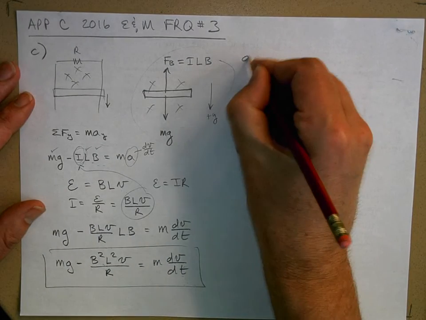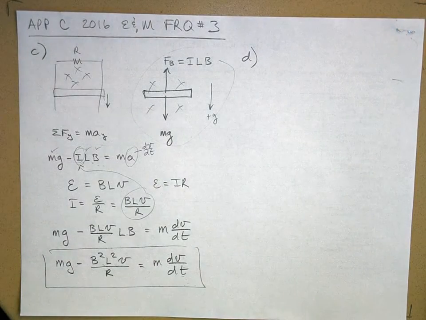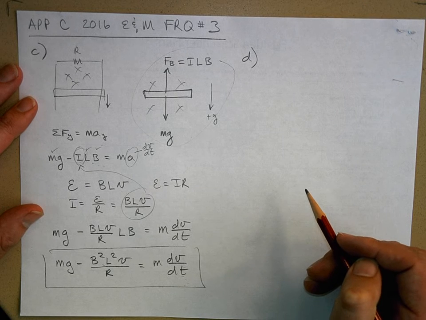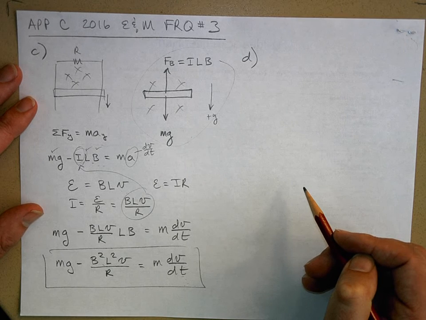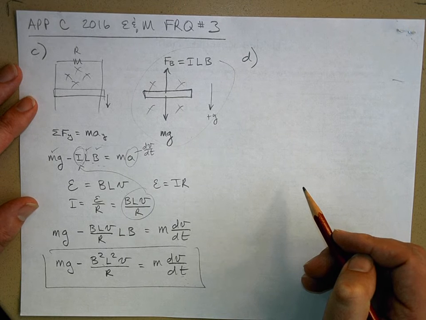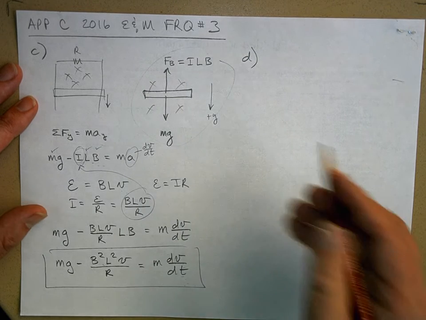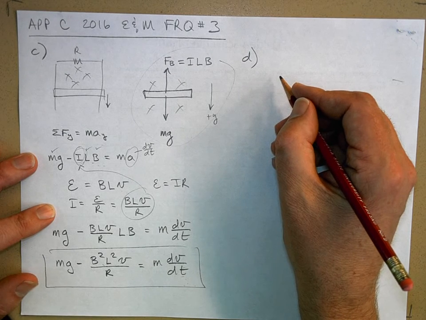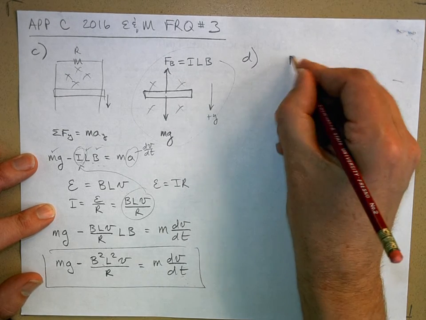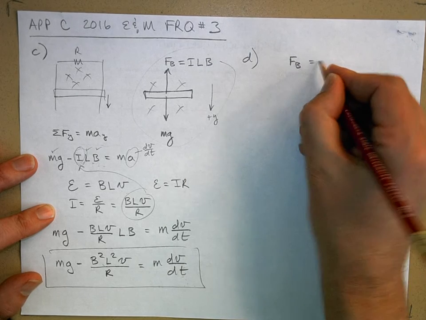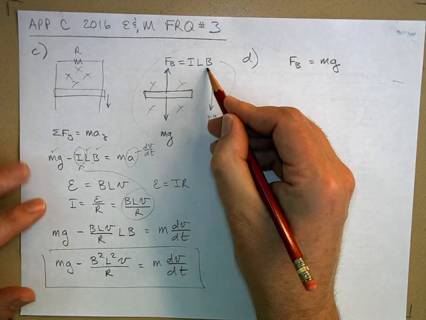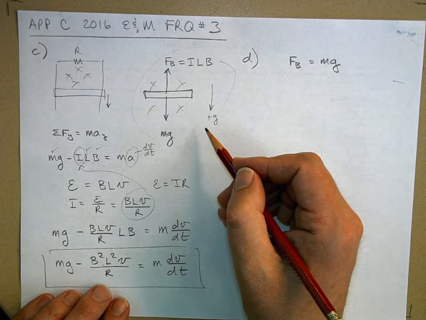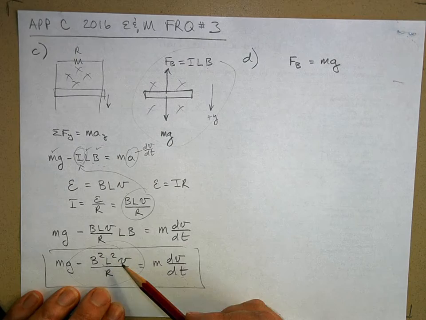So let's see if we can do part D now. Part D says, determine an expression for the terminal velocity. Oh, terminal velocity. What does terminal velocity mean? Yeah, the net force is 0. So if I go like this, F sub B equals mg. And what did we say this was? Here's the force right here. Oh, yeah. Oh, I'm sorry.